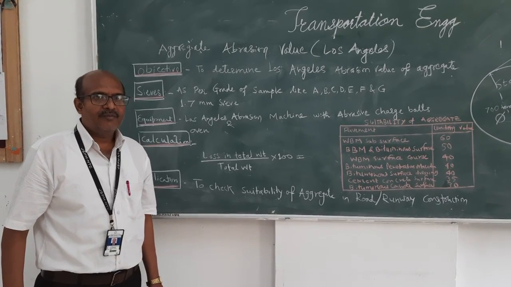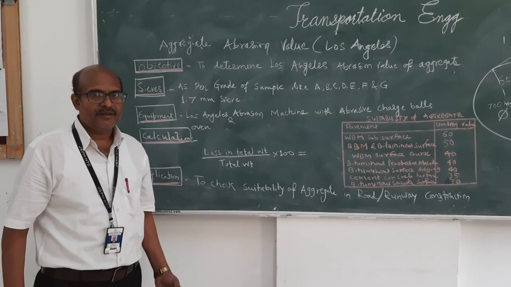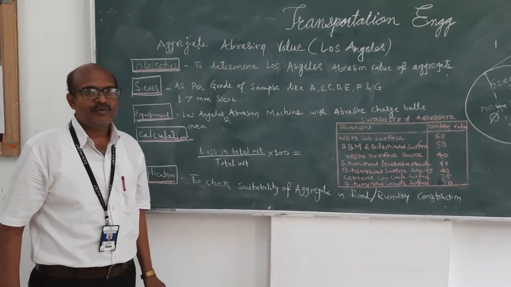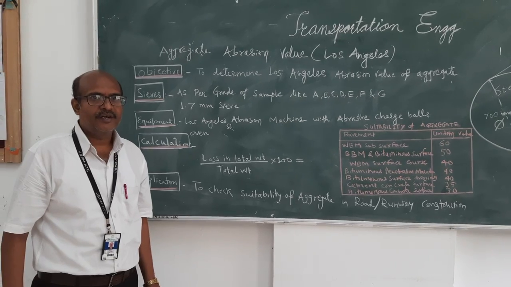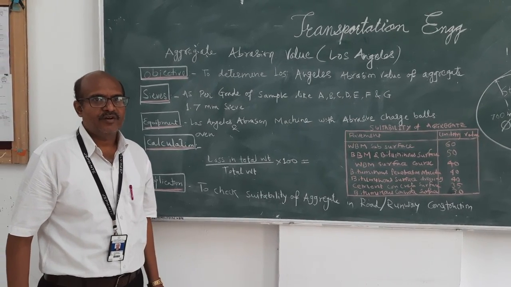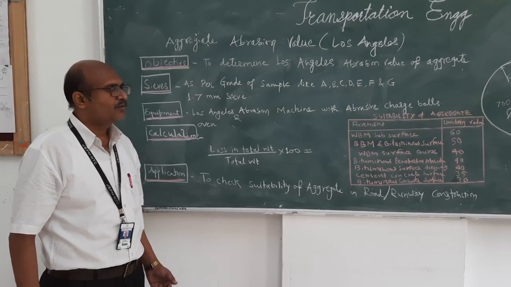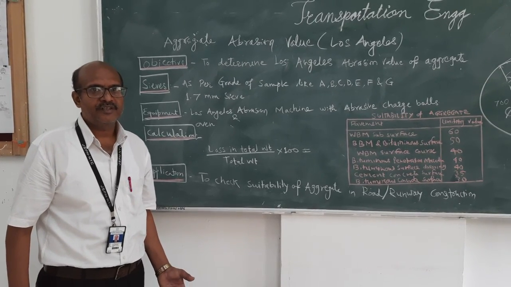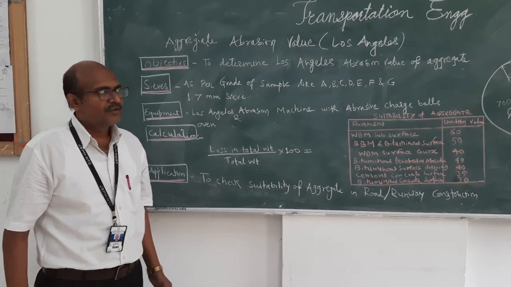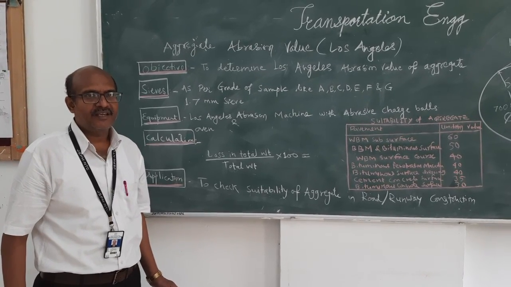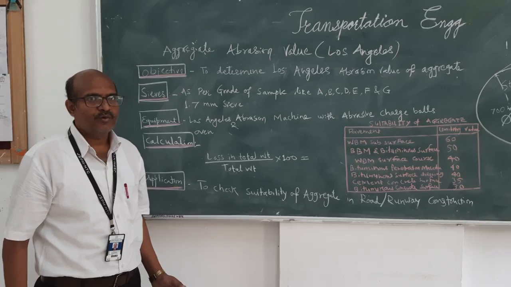At that time, what will happen due to the continuous impact loading and crushing loading, the edges of the particle may get eroded, so that there is a formation of powder or erosion of the aggregate. So we have to find out how much percentage of erosion is there. By calculating the erosion, we can decide whether this aggregate is suitable in the road pavement or not.